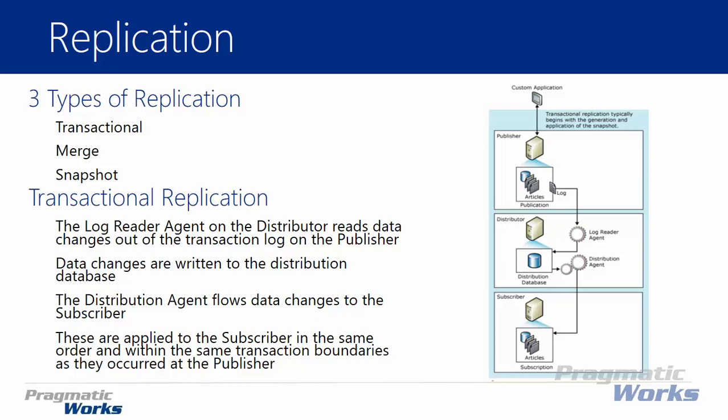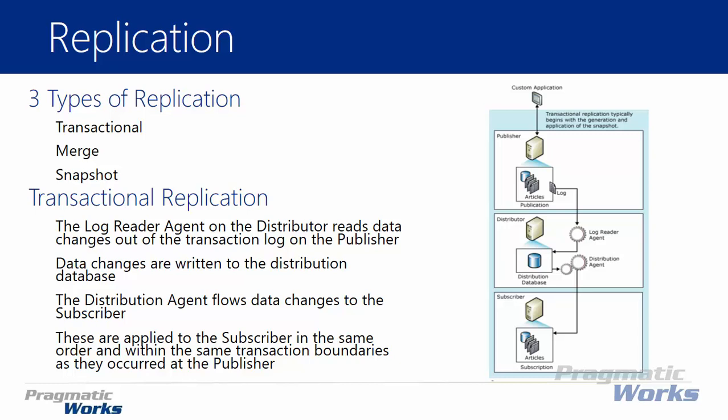So let's talk briefly about transactional replication. The log reader agent on the distributor reads the data changes out of the transaction log on our publisher, up here at the top of our slide. The distribution agent flows data changes to our subscriber. So here we have our distribution agent, and here we have our subscriber. The changes are applied to our subscriber in the same order and within the same transaction boundaries as they occurred in our publisher. So when the subscriber reads the data, it is being received in the same order as it was applied in the publisher, taking care of our referential integrity.